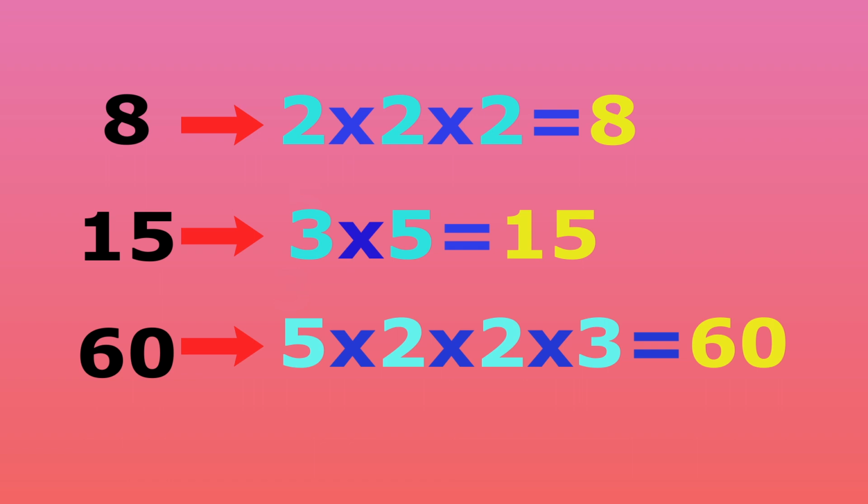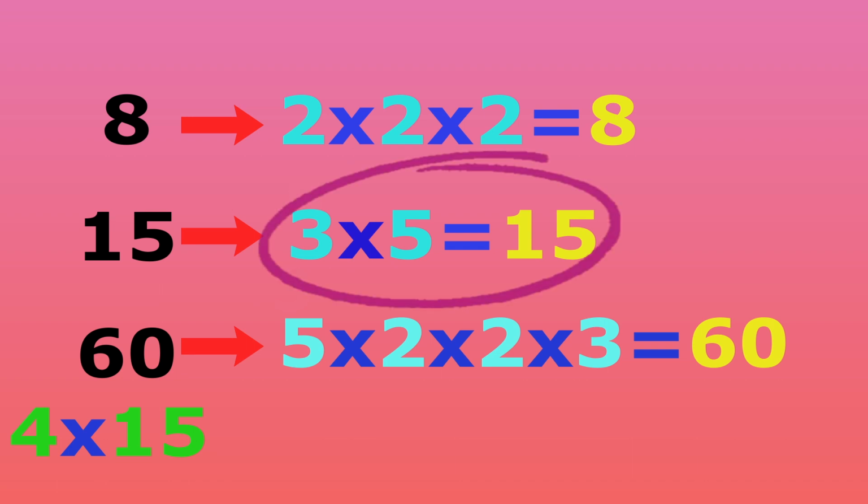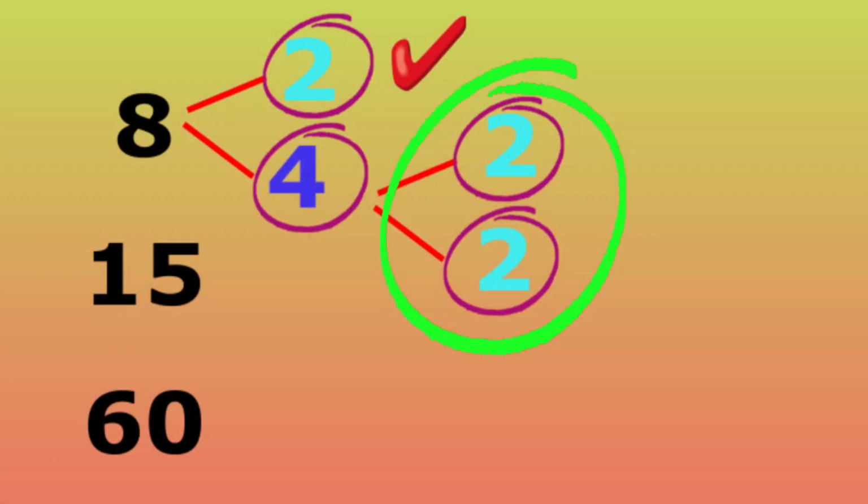What if I chose another factor pair? Would that give me a different set of prime factors? Well, look at 4 times 15. 4 times 15 equals 60, so 4 and 15 are a factor pair of 60. We already saw that 15 equals 3 times 5, and 4 equals 2 times 2.